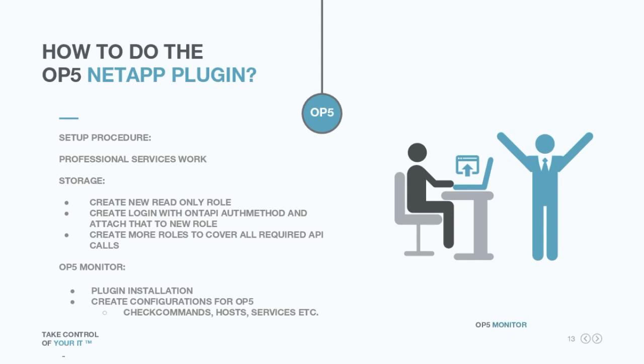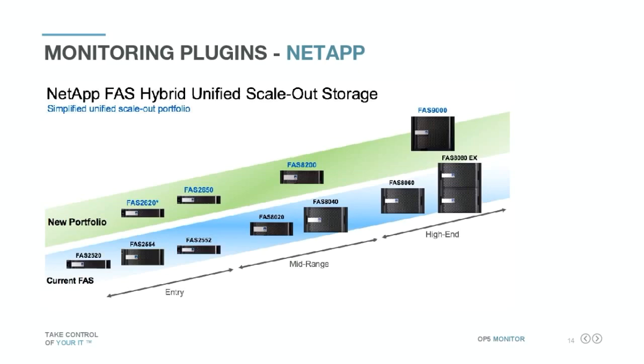Because this performance data is stored in OP5, if you have a Grafana integration made by us, you can use that performance data in Grafana to build even fancier graphs. There's the storage layout that NetApp currently has, and every device is okay from a plugin point of view.